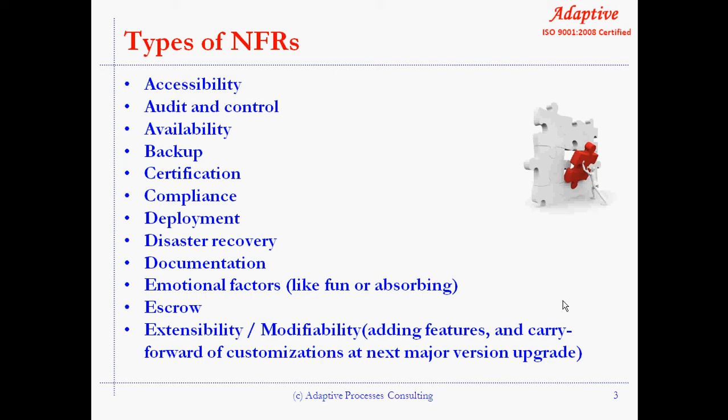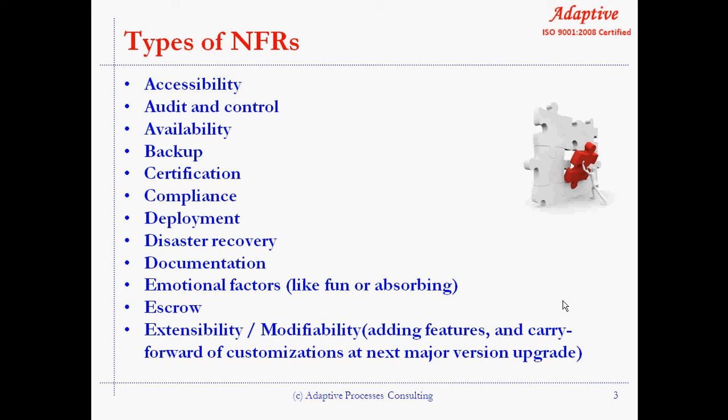Escrow is an interesting requirement. Basically, this requirement is to ensure that the source code of an application is available to the customer in case the parent business closes down for some reason. So, for example, we at Adaptive provide a software product called GRC Perfect, and some of our clients would like to have an escrow so that in case something happens to Adaptive, they still will have access to the source code.